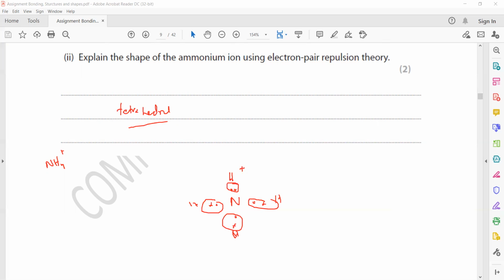And what is the reason? Because equal repulsion of electron pairs is there, or 4 electron pairs arranged in minimum repulsion or maximum separation.